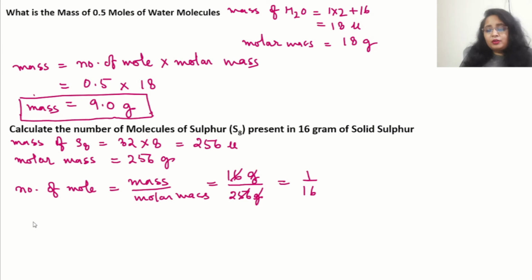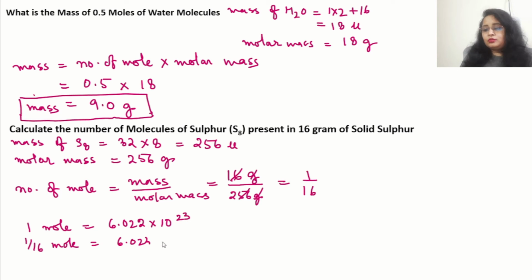Now one more formula we know, that 1 mole is equal to 6.022 into 10 to the power 23. Here we are talking about molecules, so 10 to the power 23 molecules. So from here we will get, if 1 by 16 moles, then number of molecules will be 6.022 into 10 to the power 23 into 1 upon 16. Simply.